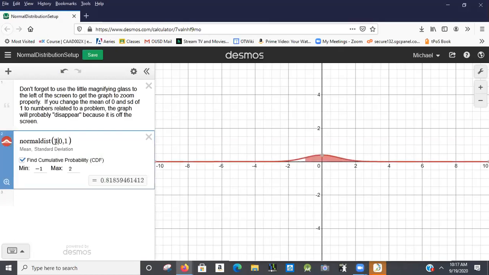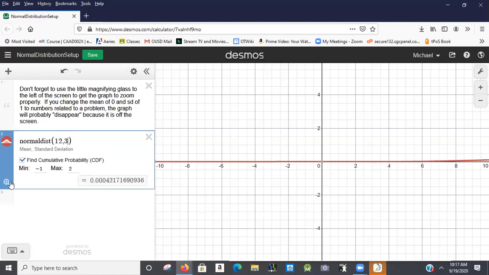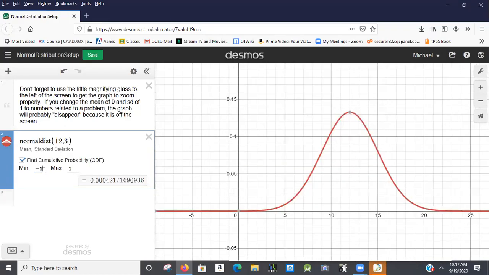Okay, so we said it was 12 and 3. And I don't see my graph, so I hit the little zoom fit. And that had some numbers plugged in already. And I think my minimum was nothing, and my maximum was 10.